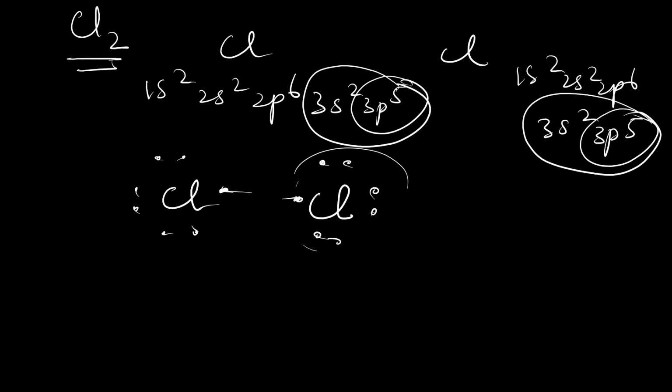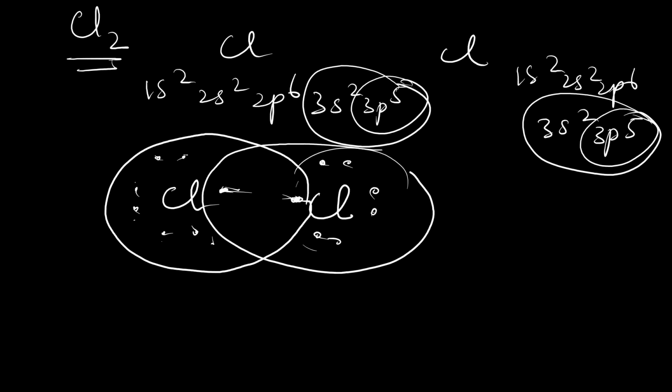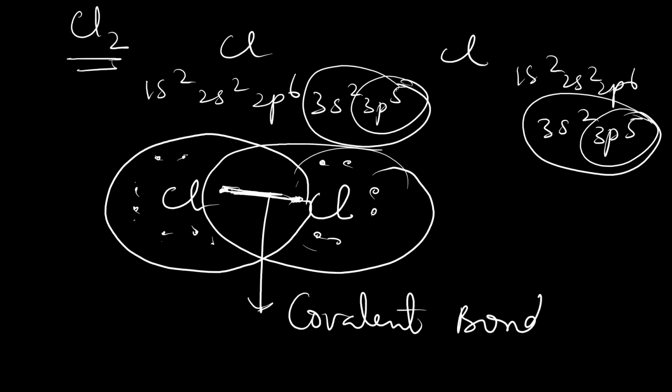If we want to show the sharing, now you count 1, 2, 3, 4, 5, 6, 7, 8. So this chlorine atom has attained stability. Similarly, this chlorine atom will attain stability. Both atoms have attained 8 electrons in their valence shell, and this bond between two chlorine atoms is known as a covalent bond, because there is a bond between two chlorine atoms by sharing electrons.